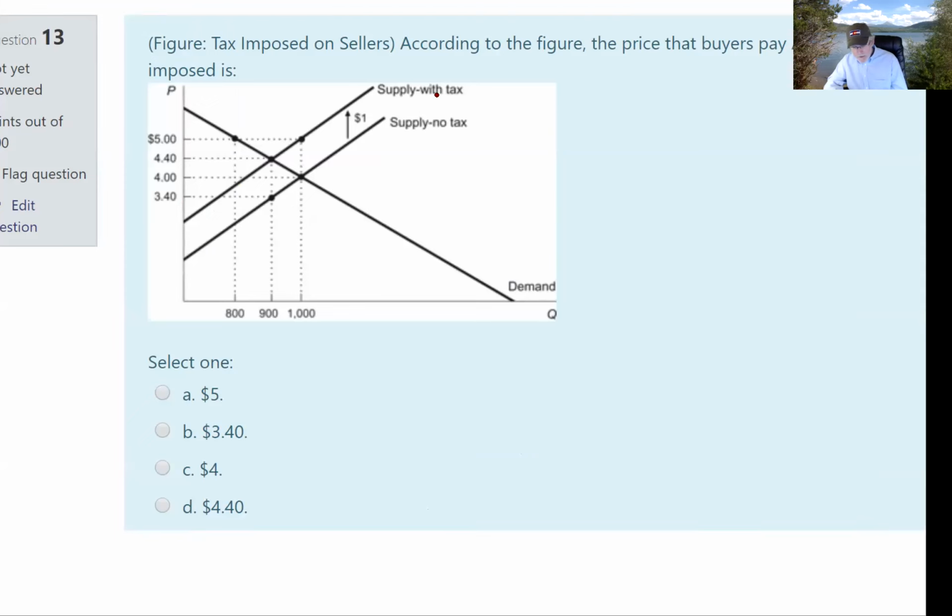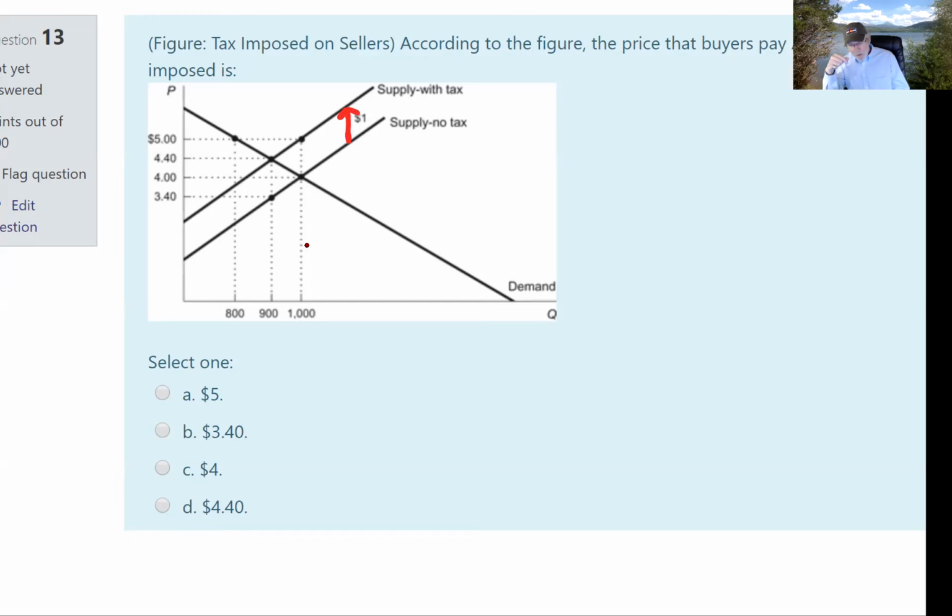Tax imposed on sellers. According to the figure, the price that buyers pay after the tax is imposed is. All right, look at the graph. Think about the graph. Here's the demand curve. Here's the supply curve before the tax. When you impose a tax on the producers, that is essentially an increase in their cost. So the supply of that product is going to decrease, which means an upward shift of the supply curve by the amount of the tax.